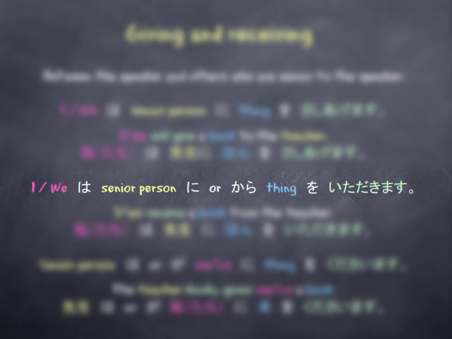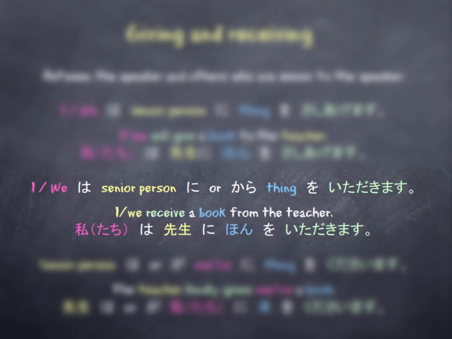Now we can again flip that around and we can start with I or we, followed by wa, the senior person followed by ni or kara, the thing we're talking about, and we finish with o itadakimasu. So for example, I or we receive a book from the teacher. 私たちは先生に本をいただきます。or 私たちは先生から本をいただきます。So いただきます is the keigo form of もらいます.